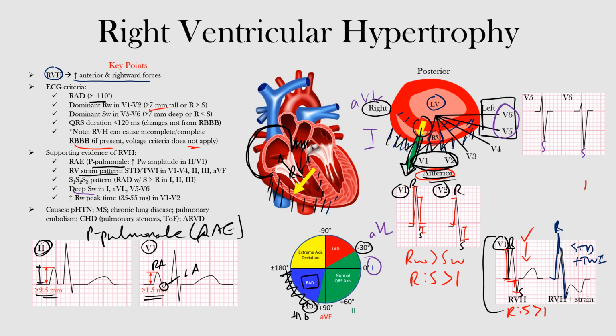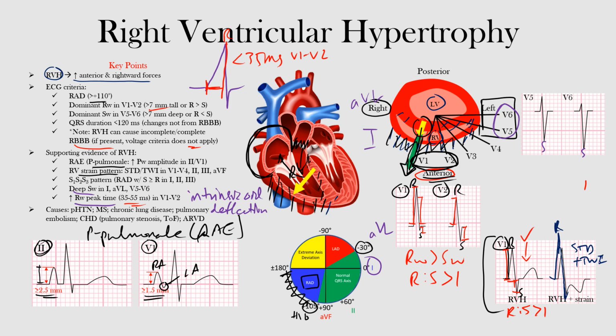Okay, so again, this increased R wave peak time is also known as the intrinsicoid deflection, which is from the onset of our QRS complex to the peak of the R wave. Okay, so if you imagine here our QRS complex, imagine from the beginning of our QRS complex up until the peak of our R wave, we call this the intrinsicoid deflection, and that duration should be less than 35 milliseconds in the right precordial leads, V1 and V2. All right, and oftentimes this can be prolonged. So that's one thing that can also point towards and support right ventricular hypertrophy.